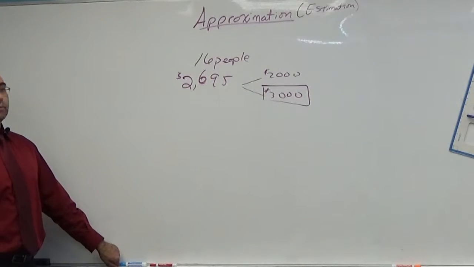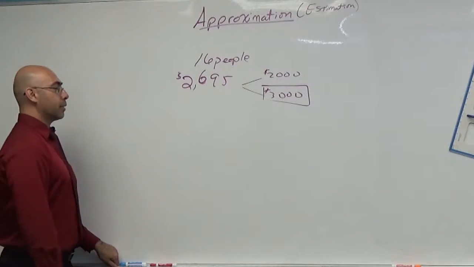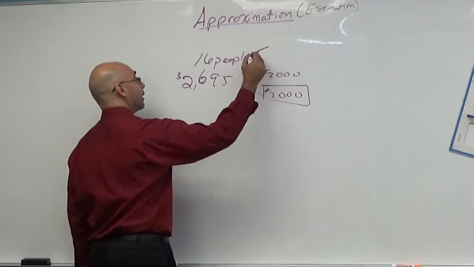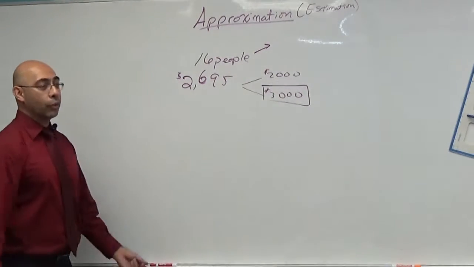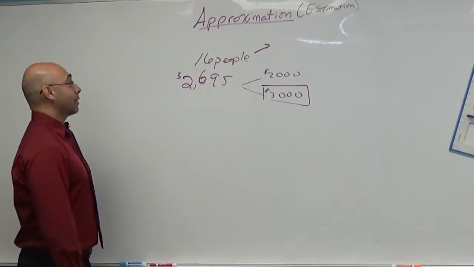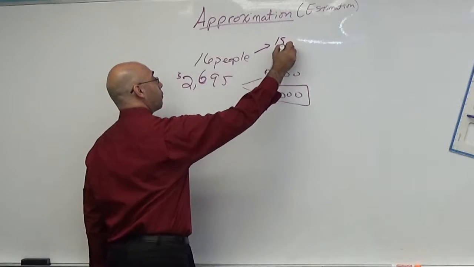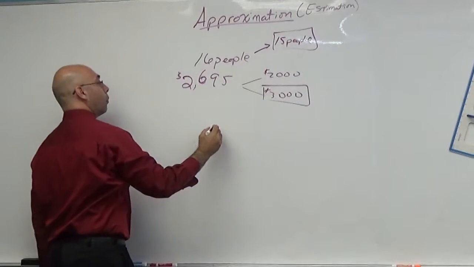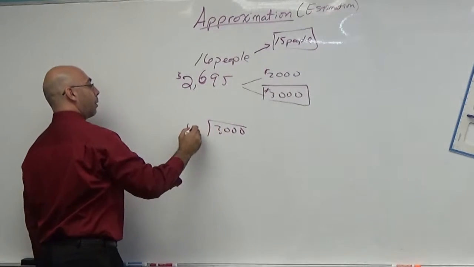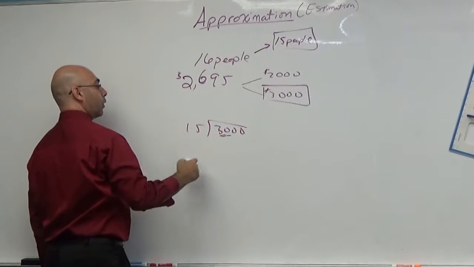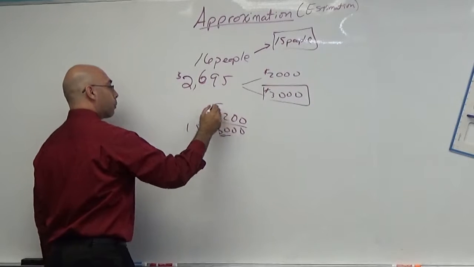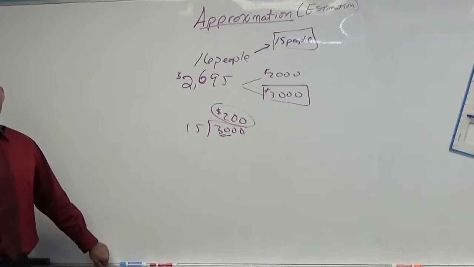And then what will you do? You could divide it, 3,000 divided by 16. Or you could do this. I know 16 doesn't go into 30 exactly. So I could estimate that to be about 15 people. Because I know 3,000 divided by 15. How many times does 15 go into 30? 2. So each person would get about $200.